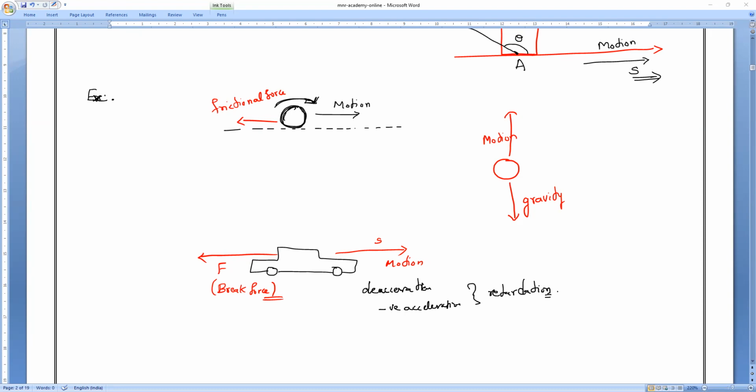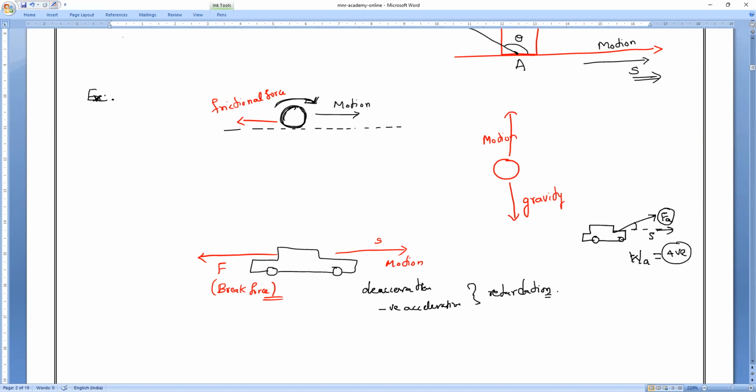Now, Padma is asking a question: Sir, when I am moving an object in the north direction and the frictional force is acting in the southward direction, but the displacement is in the north direction, is it positive work done or negative work done? Listen, all of you. For example, there is a toy car. I am applying a force in this direction and the displacement is also in this direction. The work done by this applied force is positive. Understood?